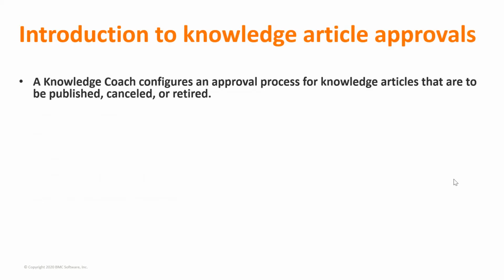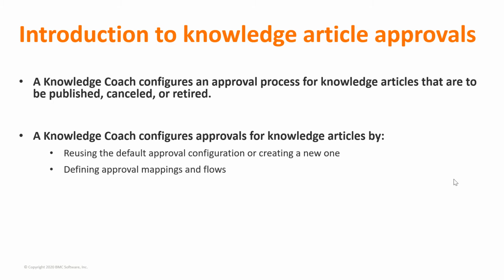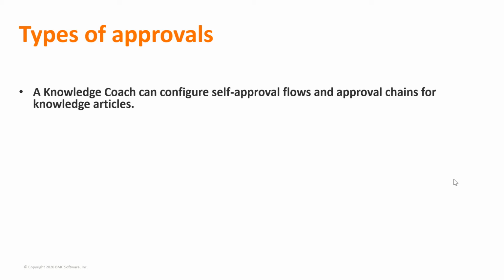In BMC Helix Business Workflows, a knowledge coach can configure approvals for knowledge articles that are to be published, cancelled, or retired. The knowledge coach configures approvals by creating approval flows and defining approval mappings. To understand approvals, let's familiarize ourselves with the different types of approvals that are available for knowledge articles. A knowledge coach can configure self-approval flows and approval chains for knowledge articles.